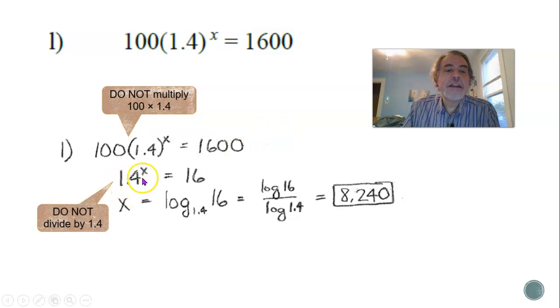And do not divide both sides of this equation by 1.4. This is not 1.4 times x. It's 1.4 to the x power. They are very different things. If it was 1.4 times x, you just divide both sides by the 1.4. Undo multiplication with division. But it's not multiplication, it's raising a number to a power. It's exponentiation.